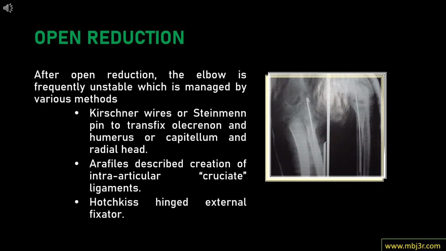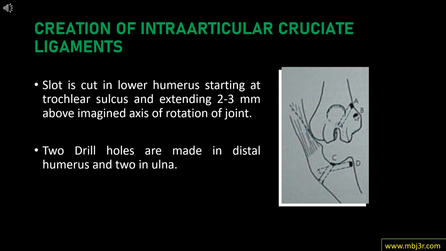After open reduction, the elbow is frequently unstable, which is managed by various methods: K-wires or Steinmann pin to transfix the olecranon and humerus or capitulum and radial head, or creation of intra-articular cruciate ligaments, or you have to put a hinged external fixator. Creation of intra-articular cruciate ligaments, quite interesting surgery.